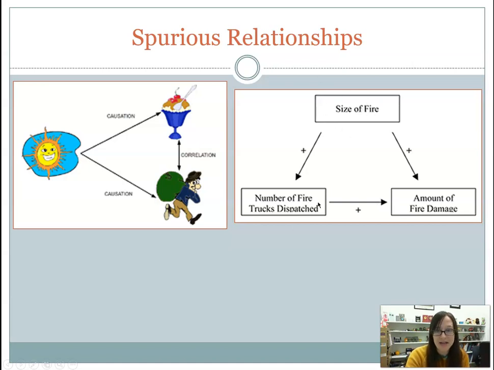Bigger fire means you send more fire trucks. Bigger fire means there's going to be more fire damage. So the trucks are not causing the fire damage. They're going to be related. There's going to be a positive relationship there, but that correlation does not imply causation. That just means that they're going to be related, but that's a spurious relationship. The actual causative relationship is between the size of the fire and the number of fire trucks, and there's another causative relationship between the size of the fire and the amount of fire damage. So those are causative. The original one, that's a spurious relationship.